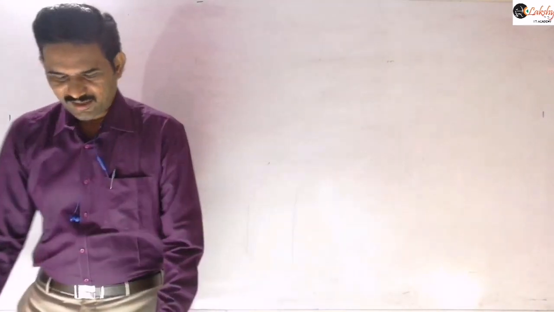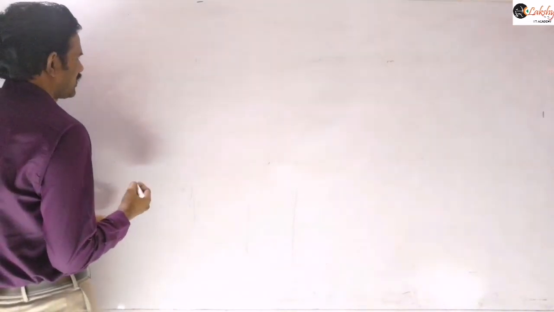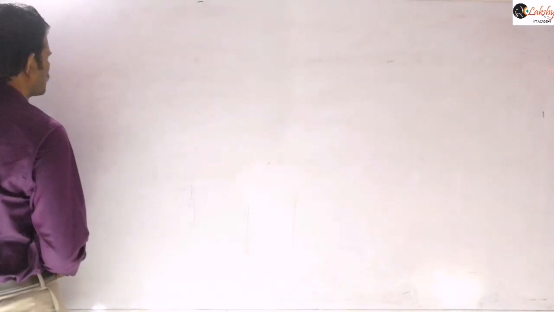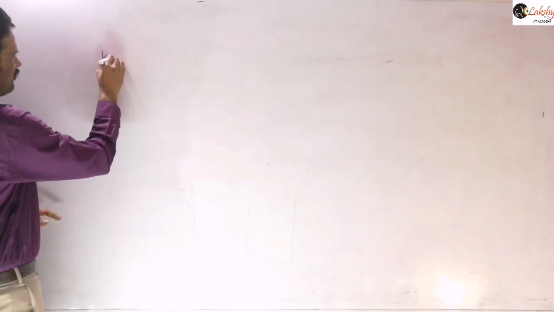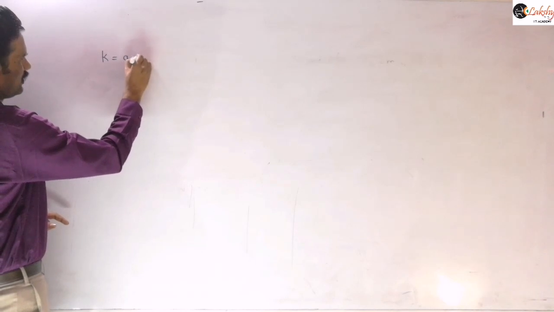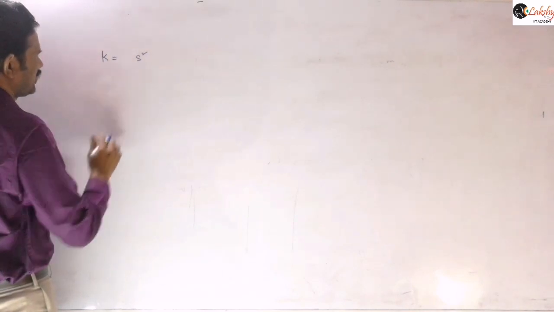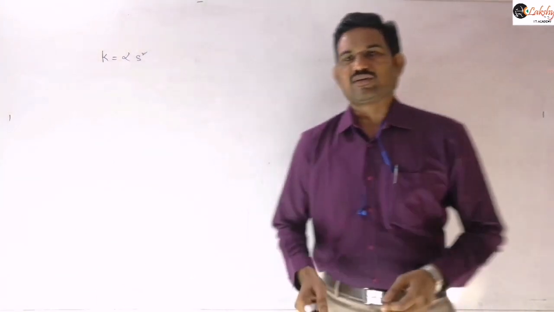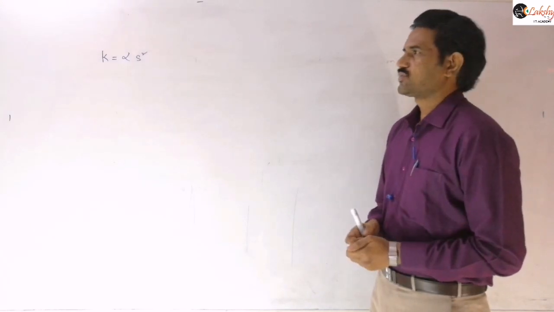So write that problem: the kinetic energy of a particle revolving in a circular path of radius r depends on the distance traveled by the particle as k is equal to alpha into s square, where alpha is a positive constant.